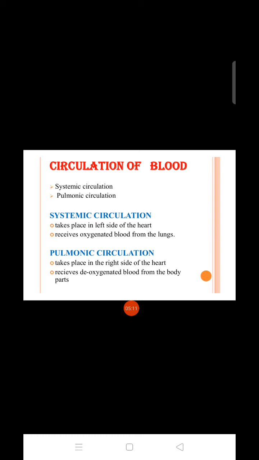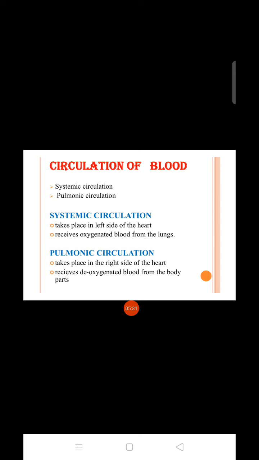Systemic circulation takes place in the left side of the heart. Okay, in this systemic circulation what will happen? It will be present in the left side of the heart, and it will receive oxygenated blood from the lungs.